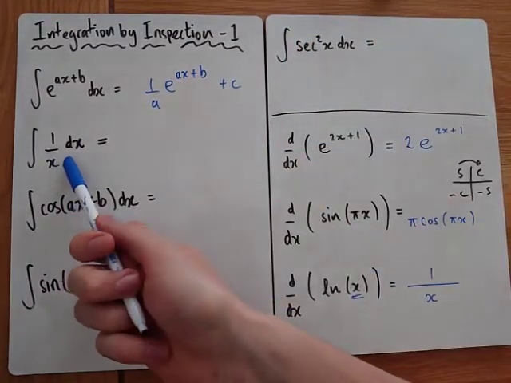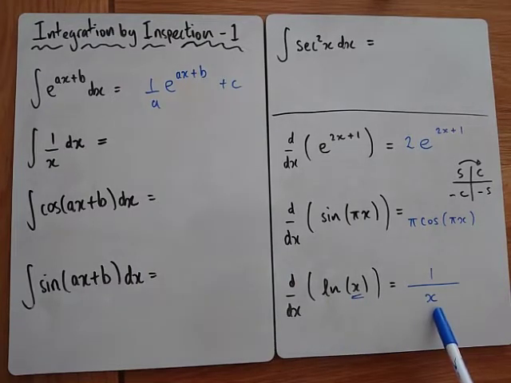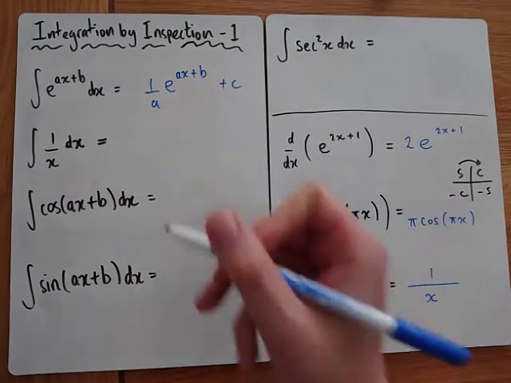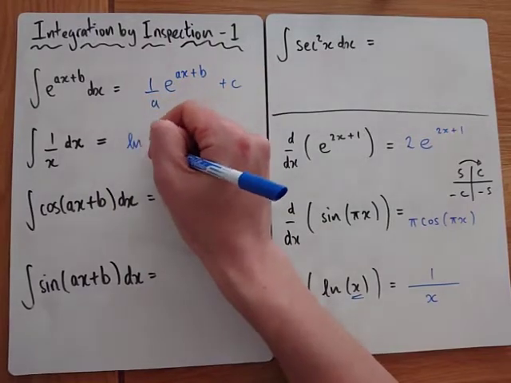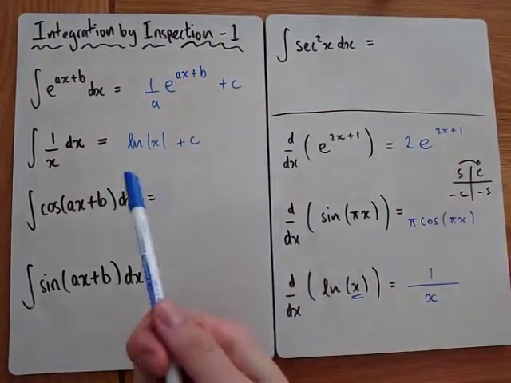Okay, so if I was going to integrate 1 over x, well, I know if I differentiate ln x, I get 1 over x. So if I integrate 1 over x, I'd get ln x. Technically ln modulus of x. We'll see more on that later.